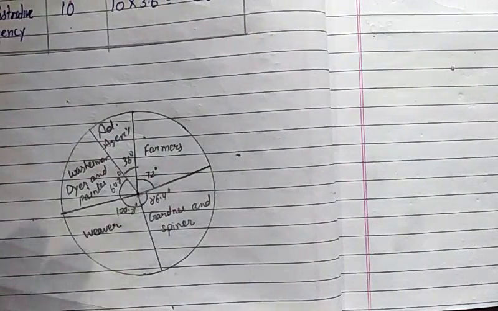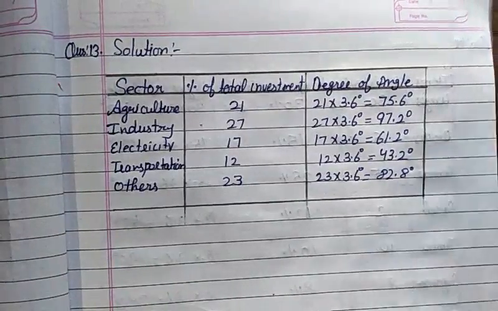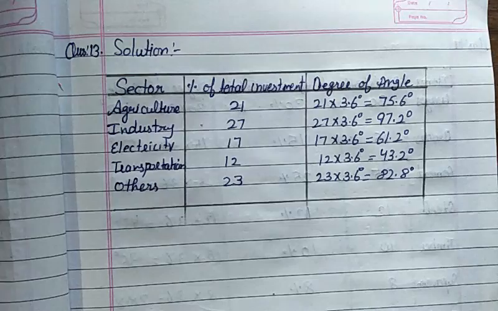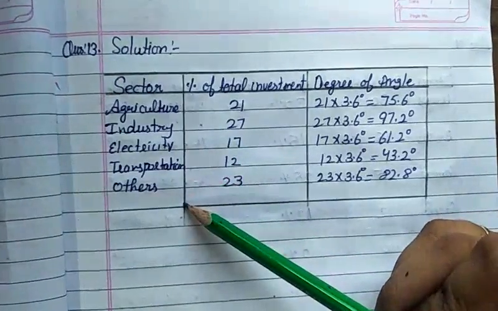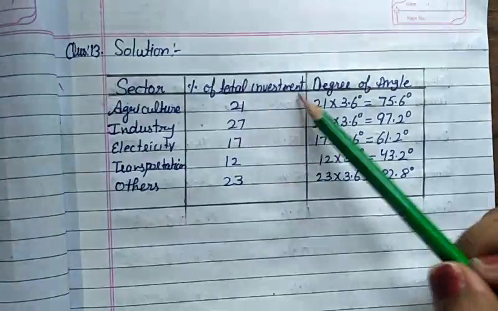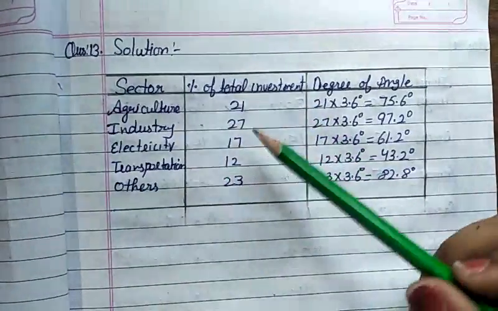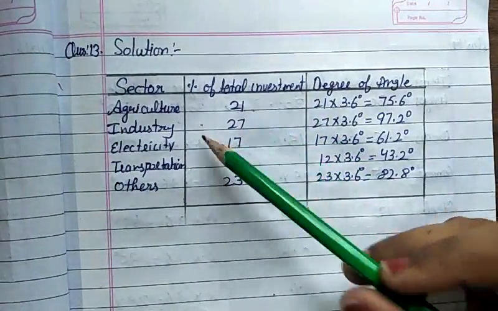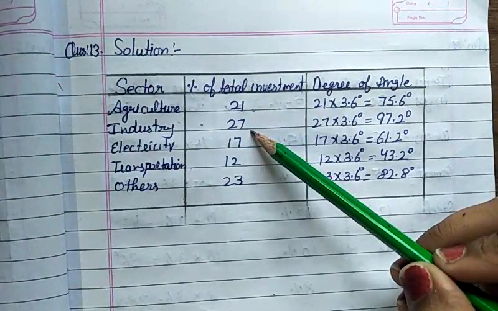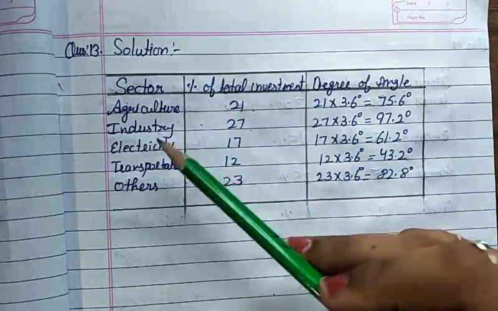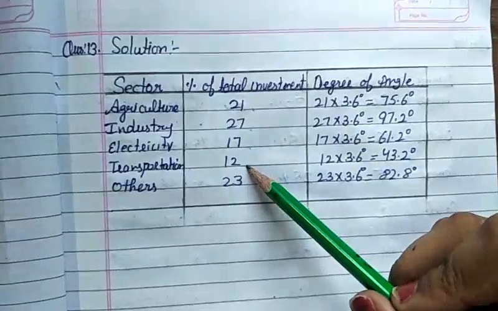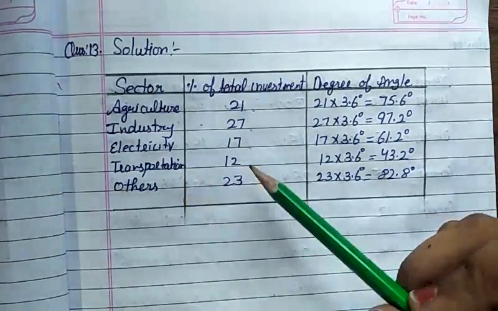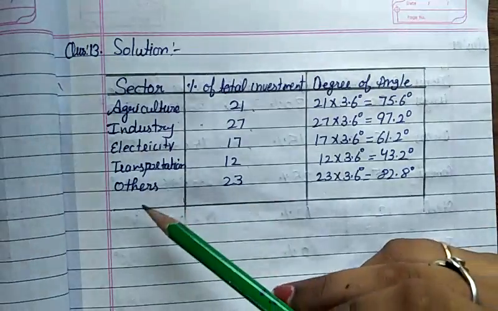Okay students, next question is question number 13. In your book different sectors are given like agriculture, electricity, transportation and others. In your question the percentage of total investment in a particular sector is also given: 21% is invested in agriculture, 27% invested in industry, 17% invested in electricity, 12% invested in transportation and 23% invested in others.